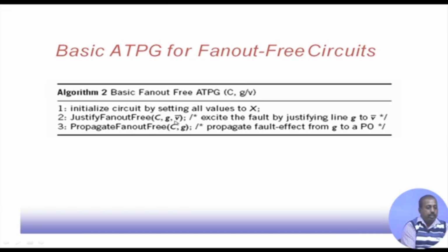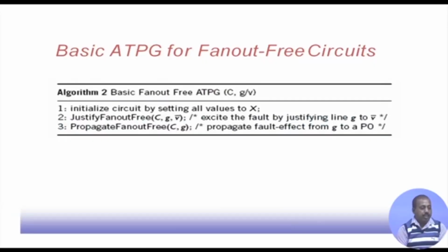What will this try to do? It will try to excite the fault by justifying the line G to V bar. It will try to set the input values of the circuit such that this line G gets a value of V bar, and after that the justification has been done. Now this V bar response has to be propagated to the output. How can you do this? There must be some propagation procedure. So propagate fan out free, C, G, will propagate this line G to at least one of the primary outputs.